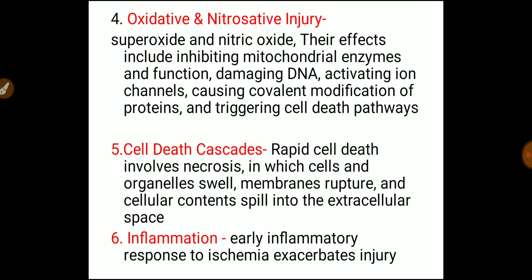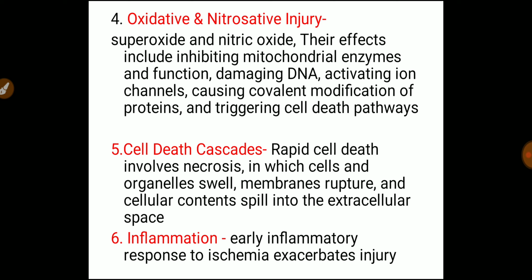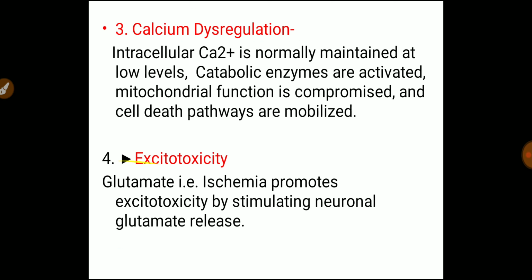They are formed inside the cell, and then they will cause enzyme inhibition. All the mitochondrial and the cytosol enzymes are inhibited, and DNA is damaged, and ion channels are activated, which further cause depolarization, and the proteins are modified covalently, and all these will ultimately trigger the cell death. Now the sixth is, sorry for the numbering because this is wrong. This one is sixth. So sixth is cell death cascade.